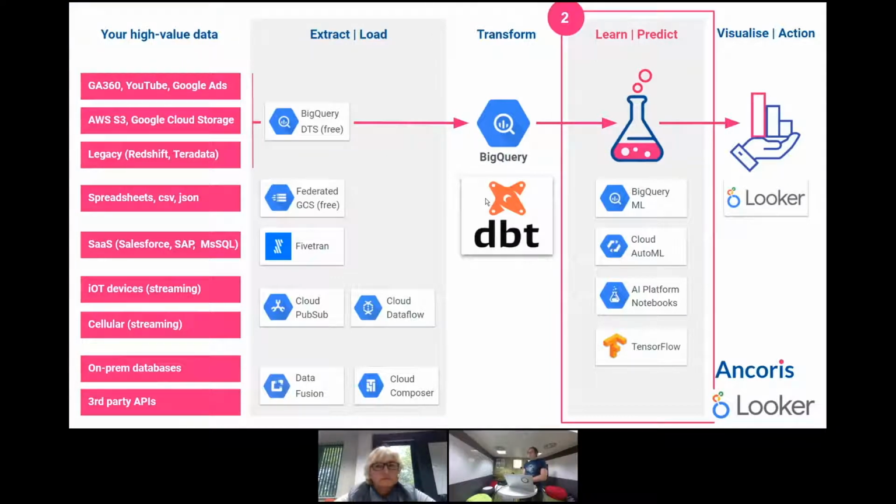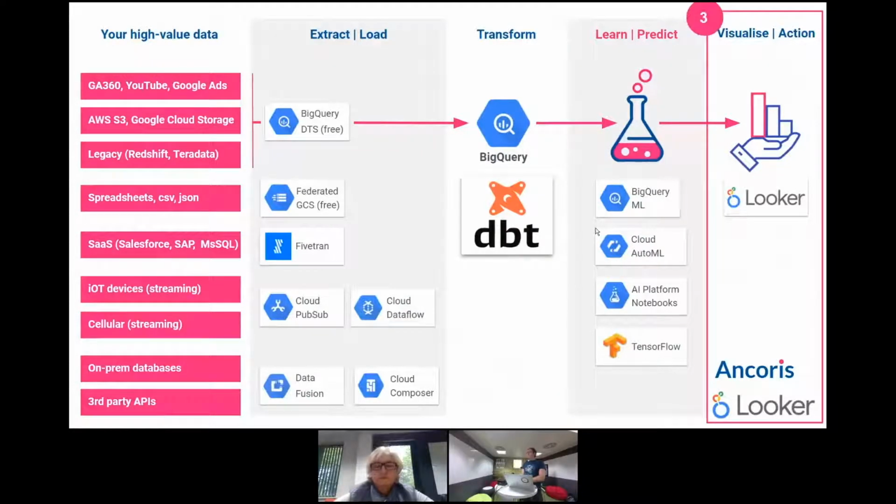In terms of what we're covering in this session, we're looking at this slice. So we're looking at everything ML and AI based, and we'll be covering some of these technologies, including BigQuery ML, Cloud AutoML. We'll be looking at AI Platform, and we'll briefly touch on TensorFlow. And then next week's session, we'll be covering the final slice, which is making this stuff available to action.